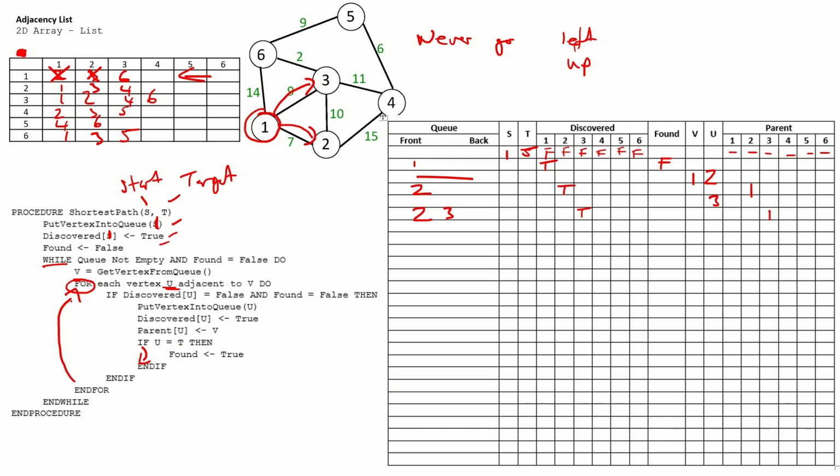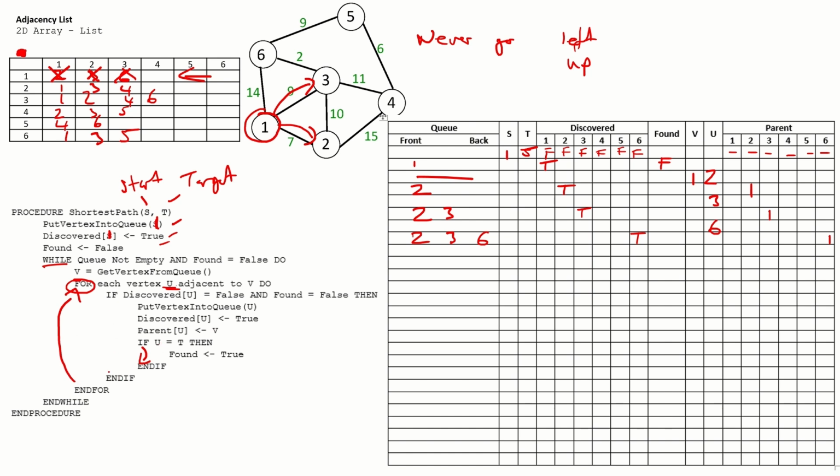And end if, end for, back around again, get the next value of U. Got to be adjacent to V, so it's going to be 6. So U is now going to be 6. Again, can't go left. Going to go on to the next line. If discovered U is false, discovered U is false. If found is false, found is false. Then put vertex into queue U. U is 6, so put 6 into the queue at the back, so 2, 3, 6. Discovered U is now true, so discovered 6 is true. Parent of U is V, parent of 6 is 1. If U is the target, it's not, so end if, end for.